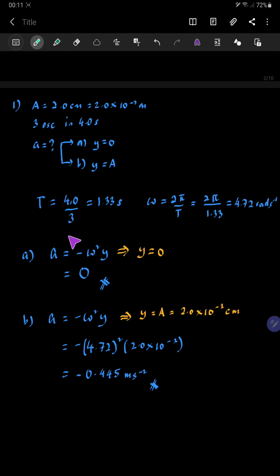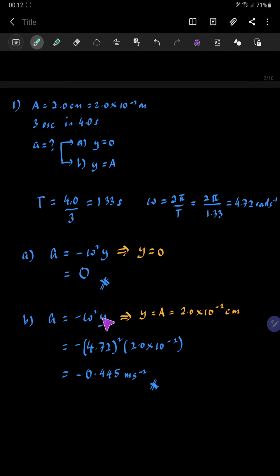According to the definition of simple harmonic motion, we know that the main equation is a equals negative omega squared y. For the first one, at the equilibrium, y equals 0. So we just substitute into this equation. a equals negative omega squared times y equals 0, giving you 0.